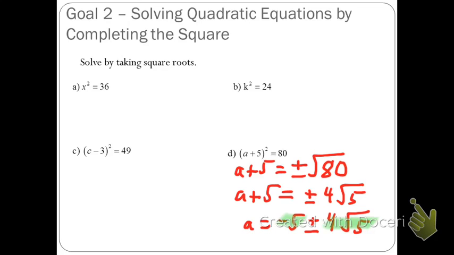You can separate this into where you say one solution is a equals negative 5 plus 4 square root of 5. And then your other solution is a equals negative 5 minus 4 square root of 5.